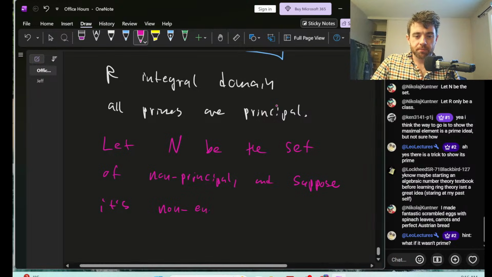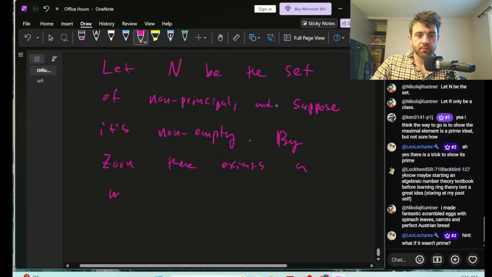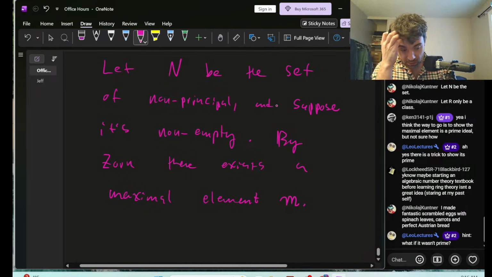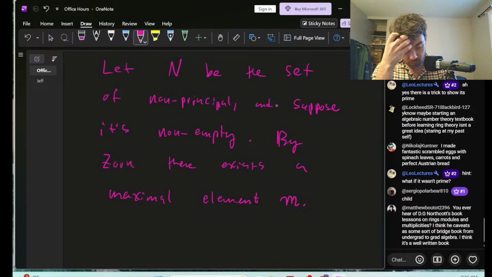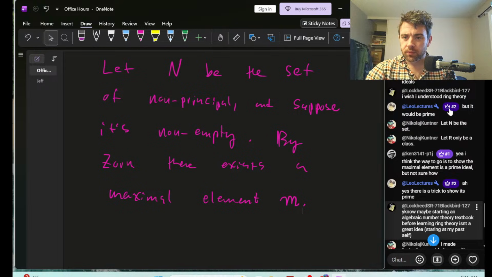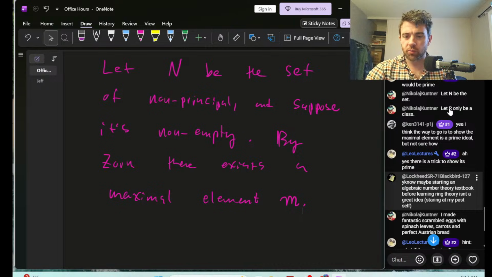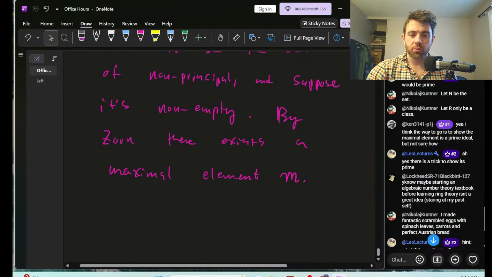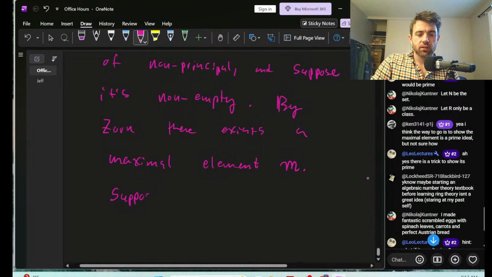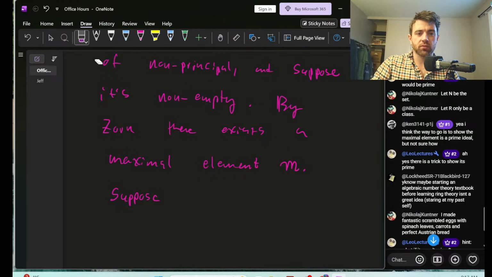I suppose it's non-empty. Okay. Then by Zorn there should be a maximal element. Is this true? Okay. And now we need to argue why this must be principal. Well, maybe we could still try arguing it's maximal. So we know it's maximal amongst all the non-principal ideals, but we could suppose that it's contained in a principal ideal. Right? And then maybe we can find a problem with that.